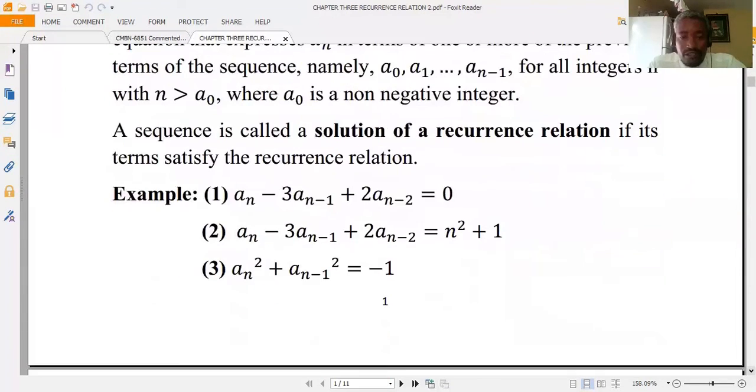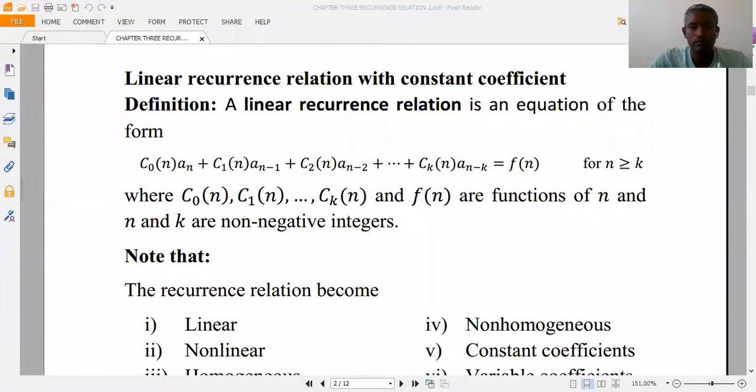Examples of a recurrence relation, you can see. Let's define first what a linear recurrence relation means. A linear recurrence relation is an equation of the form like this one, for n greater than or equal to k, where c_0(n), c_1(n), ..., c_k(n), and f(n) are functions of n, and subscripts n and k are non-negative integers.